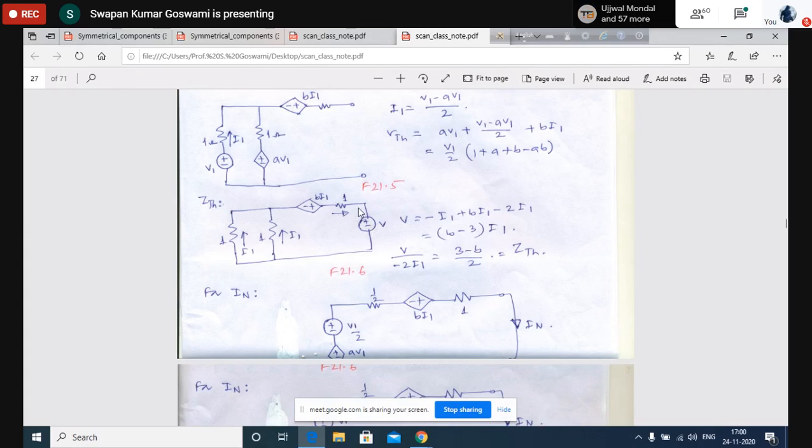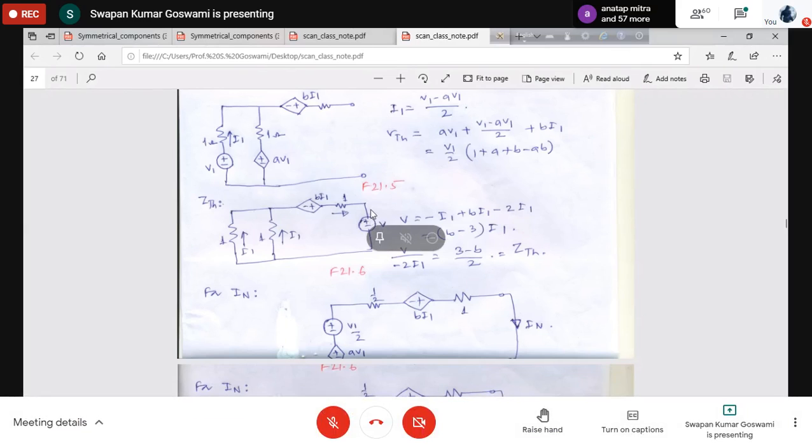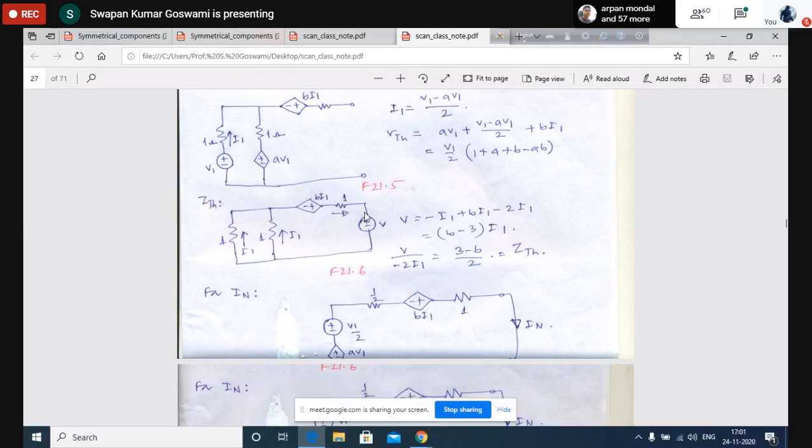This current 2I1 is entering through this terminal, but actually this source will deliver a current in the opposite direction. So the current is equal to minus 2I1, because 2I1 is flowing in this direction. Actually, the current delivered by the source will be minus 2I1. So V by minus 2I1 is the impedance seen by the source. V by minus 2I1 means V by I1 with the minus sign, it will be 3 minus V by 2, and that is the Thevenin voltage.